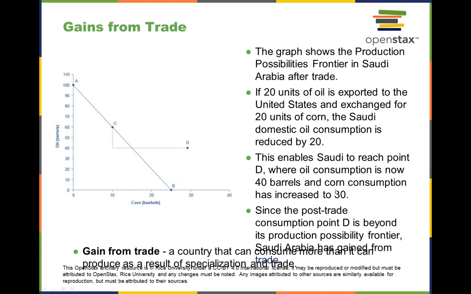Since the post-trade consumption point D is beyond its production possibilities frontier, Saudi Arabia has gained from trade. Remember, in the PPF, the production possibilities frontier, this is efficiency for a country. They're able to go beyond their normal efficiency by making that trade, the whole way out to here. Remember, this is underutilization, this is inefficiency. This is considered as efficient as possible. They're able to go beyond that.